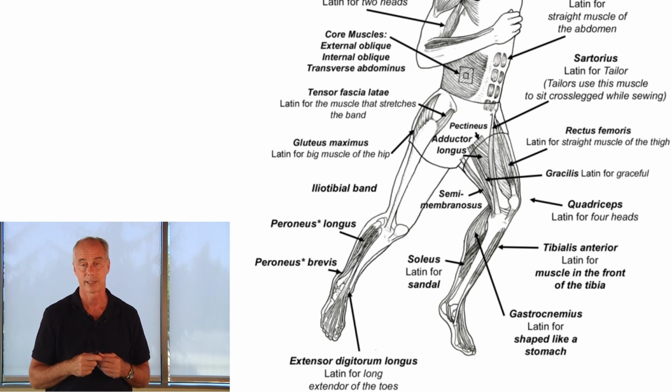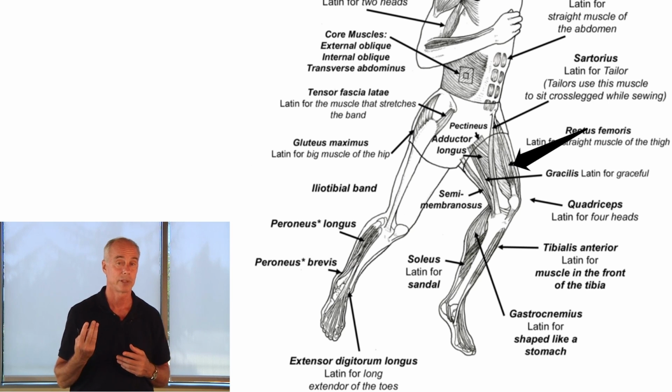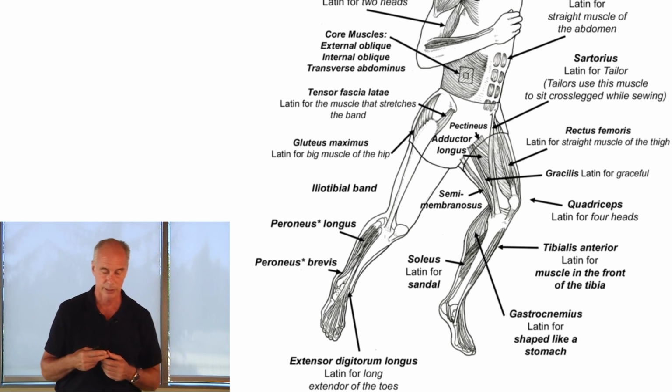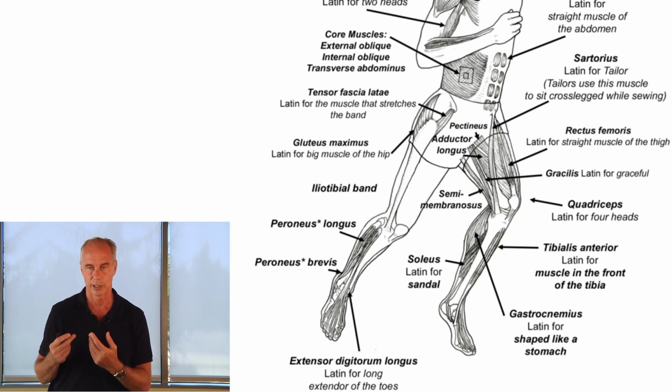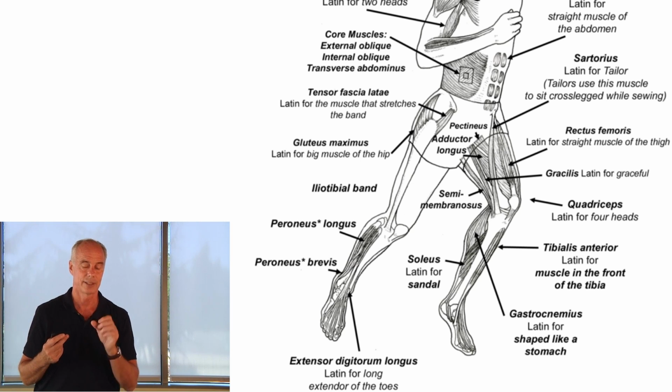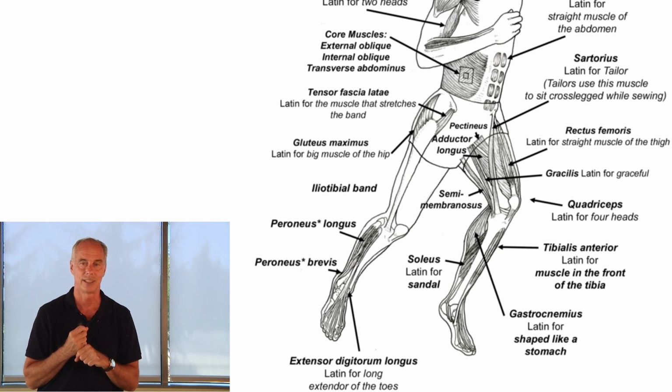Gastrocnemius, Latin for shaped like a stomach. Gastrocnemius crosses the knee joint. Soleus, Latin for sandal. Rectus femoris, straight muscle of the thigh. Rectus femoris is one of the 4 quadricep muscles. Very interesting muscle because it crosses the hip joint, attaches to the AIIS, and actually rotates before it attaches, so it can store and return energy.